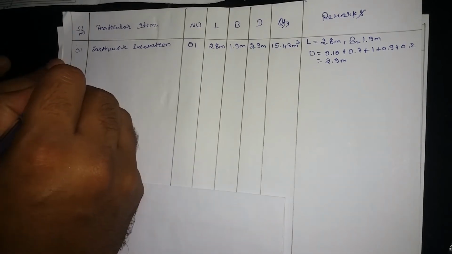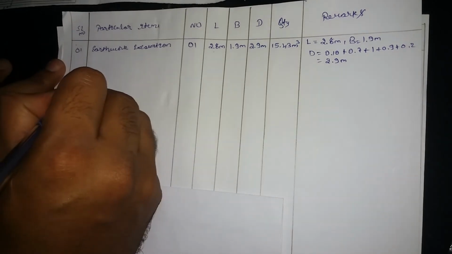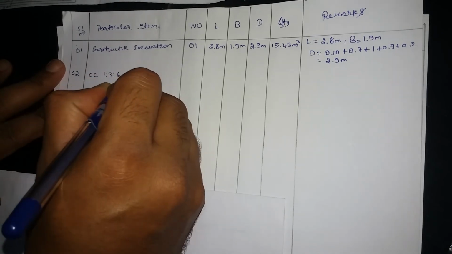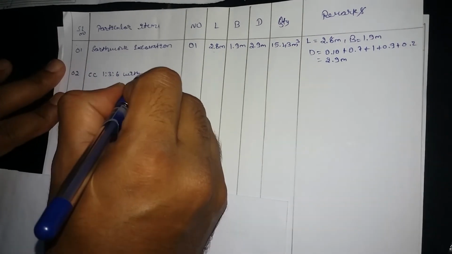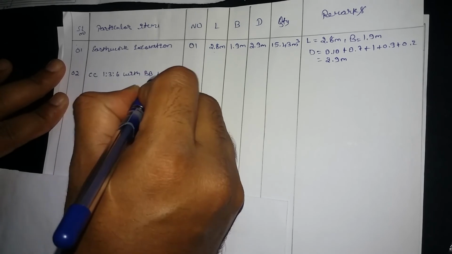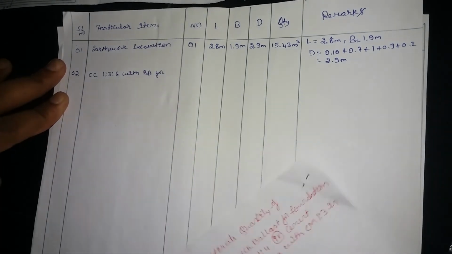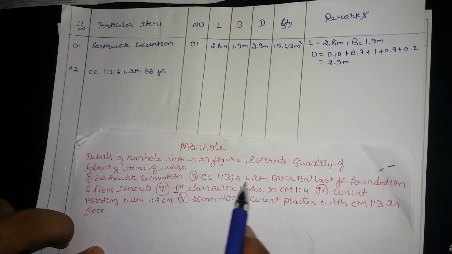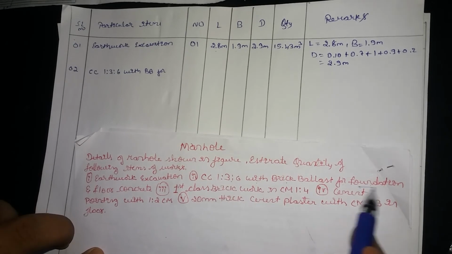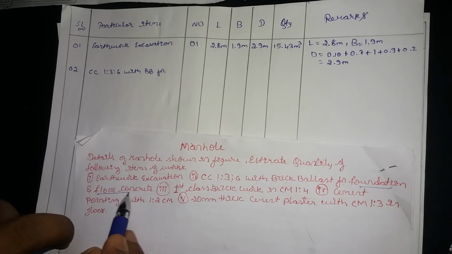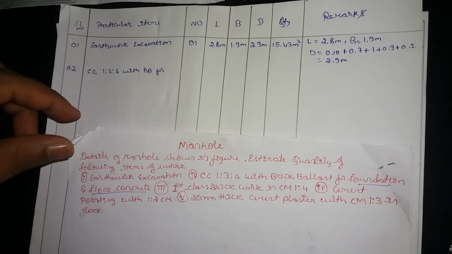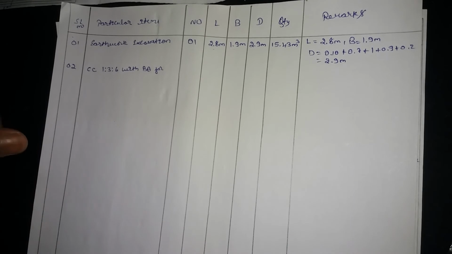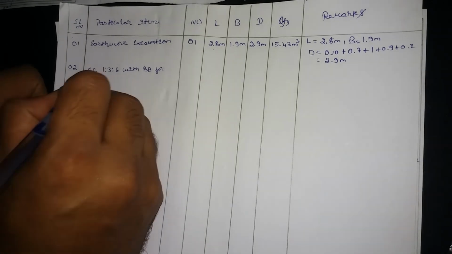Then what is asked in the next question? So question number 2, it is CC, that is cement concrete 1:3:6 with what? Brick ballast, right? I will shortcut it in short form, I am writing BB, for foundation. So see here, CC 1:3:6 with brick ballast for foundation. Then he also asked to find out for the floor concrete. So he has two parts. One is for the foundation, then he asked for the flooring also. So for that part I am writing here.